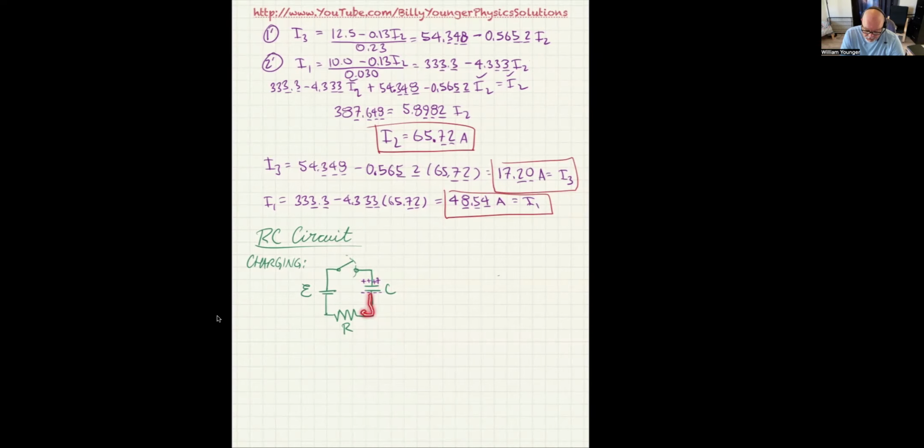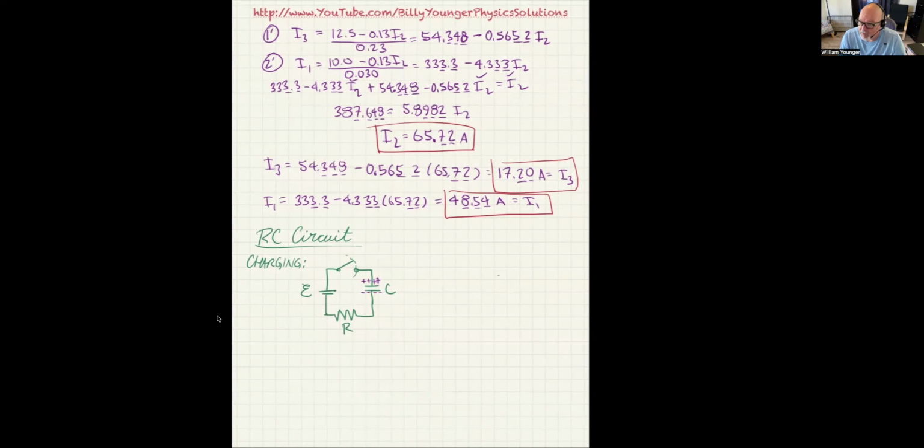So the positive charges now are running through this resistor and then trying to come back to the negative terminal of the battery. That's going to continue until the voltage across this capacitor is exactly equal to the voltage across the battery.